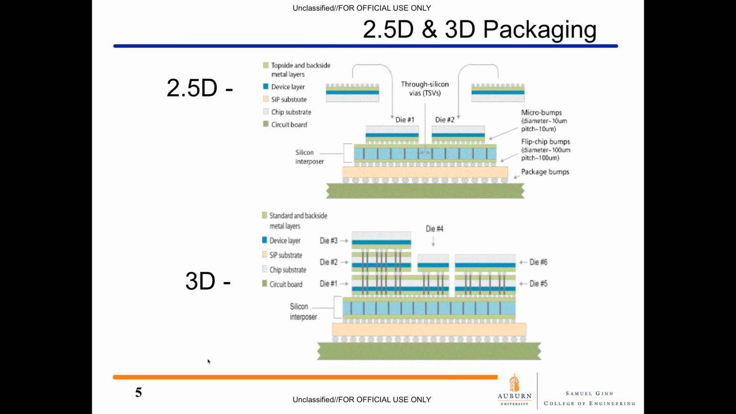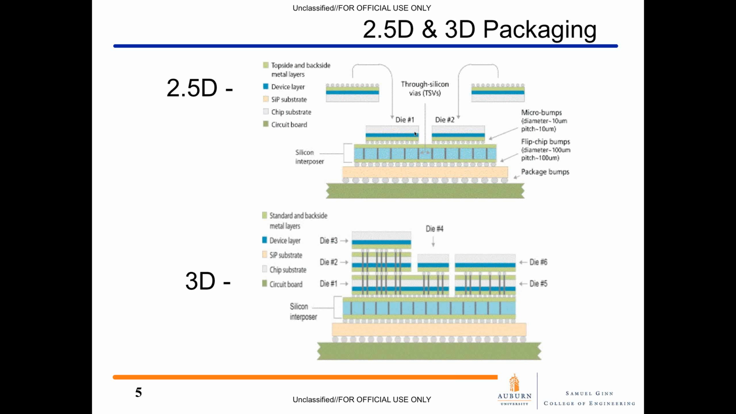2.5D and 3D packaging is an area that Auburn is actively working in, and basically the difference between 2.5D and 3D is that in 2.5D you really don't have die stacked on die, as you see in the bottom part here under 3D. In 2.5D you'll have an interposer that might be on a SIP, or system in package, chip stack MCM type substrate that has an interposer on the top, and we'll talk a little bit more about what an interposer is on the next couple of slides.